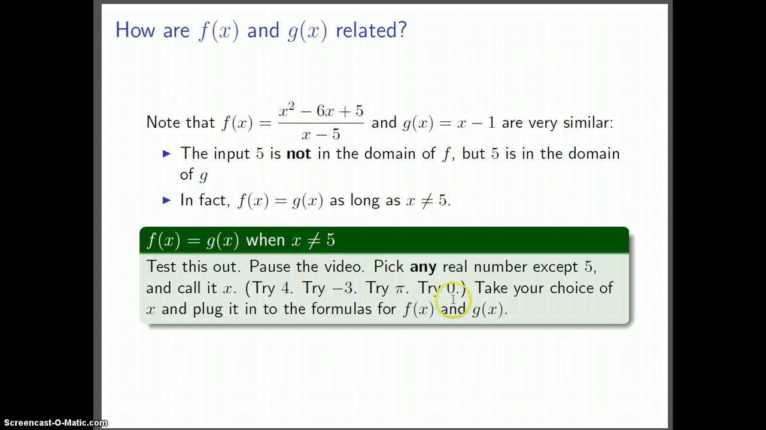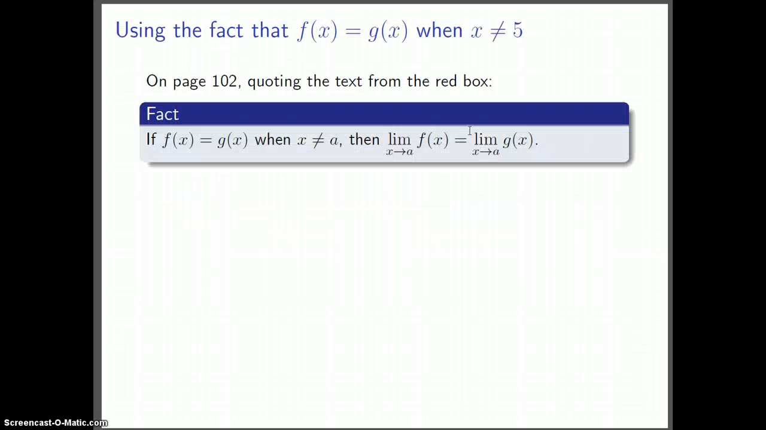Pick any number, call that x. Now take your choice of x and plug it into this formula, and you should get the same y coordinate out, as long as you picked x not equal to 5. So that fact that you just verified while the video was paused, that f of x equals g of x except when x is equal to 5.